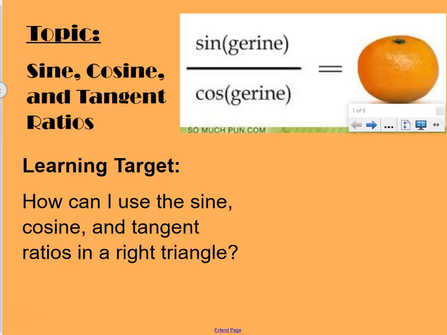Today our topic is sine, cosine, and tangent ratio. So our learning target is how can I use the sine, cosine, and tangent ratios in a right triangle. So again, we're still focused on those right triangles.